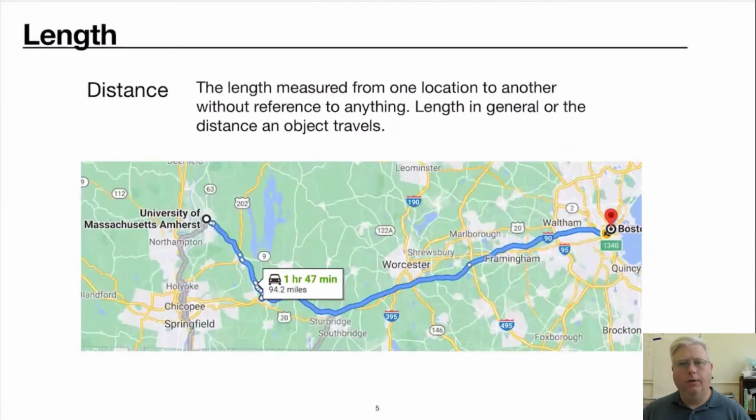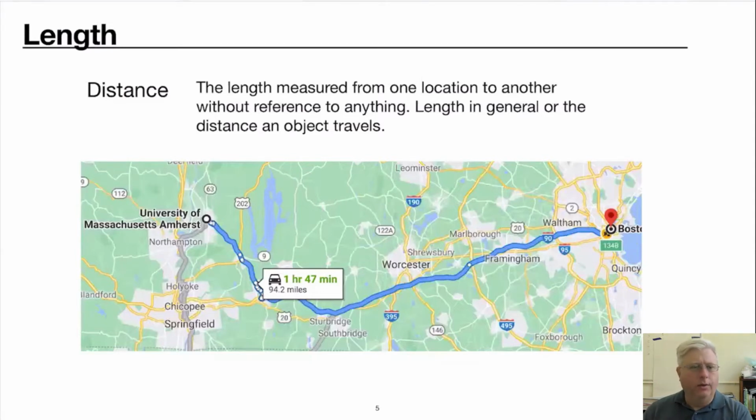All right, so here we're going to get into the three forms of length that are important. So length has distance, position, and displacement. So we'll look at one at a time. So distance, I have a little definition here. I forgot where I took it from, but it's the length measured from one location to another without reference to anything. Okay, so it's just an overall length in general.